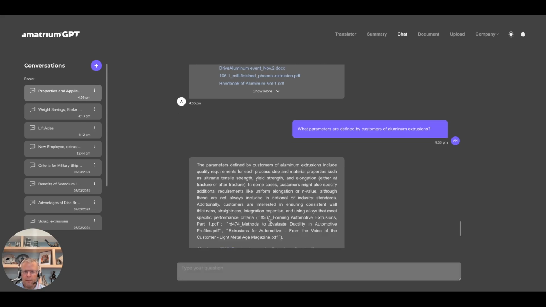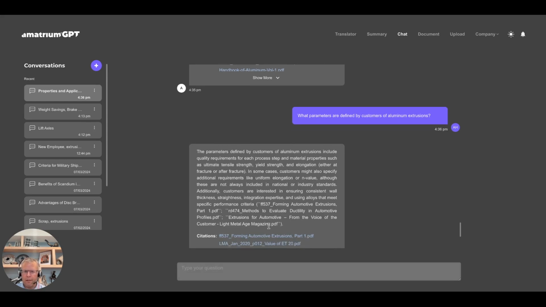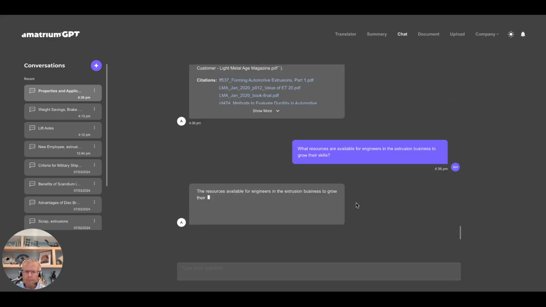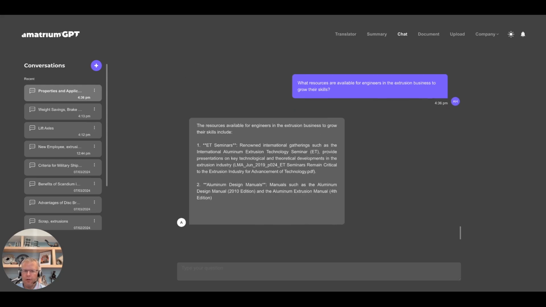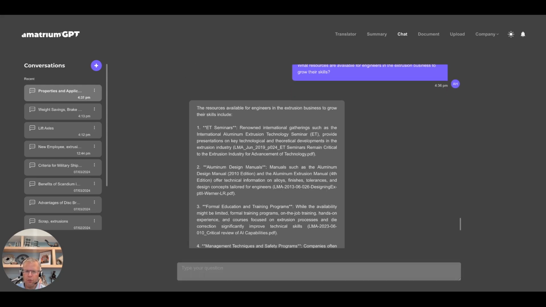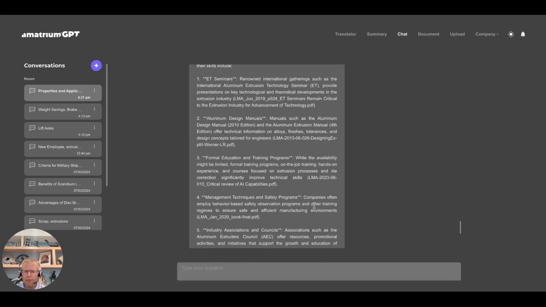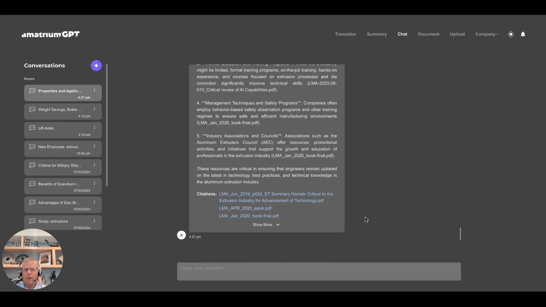So we're getting back to what are these output metrics that their customers are going to measure them on. And even employee growth, so where do you go from here? What resources are available for engineers in the extrusion business to grow their skills? There are also internal resources, but there are outside resources. In this case, you have shows, design manuals, all kinds of training programs. So think about this tool, AmatriumGPT, which is housing your internal data and is used for a variety of purposes. And for the purpose of this video, it's really effective for new employee training.